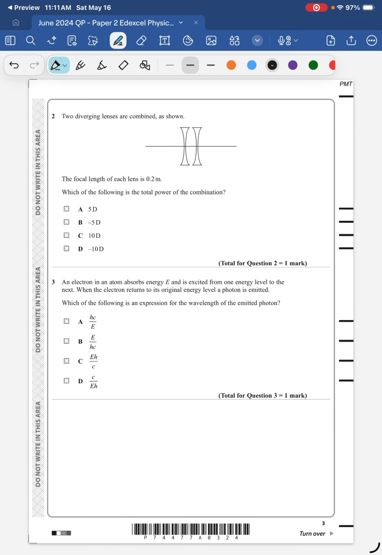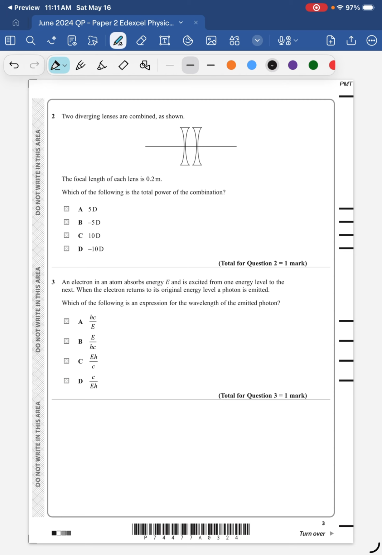Lenses. Okay, as I said, this is the only material in the UK curriculum that does not appear in the international curriculum. Everything else is the same. So 2 diverging lenses are combined as shown. The focal length of each lens is 0.2 meters. Which of the following is the total power of the combination?